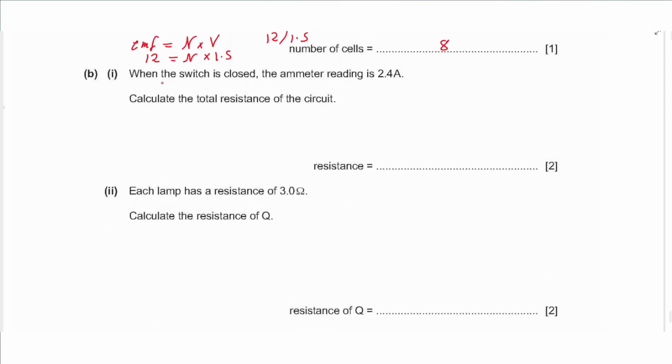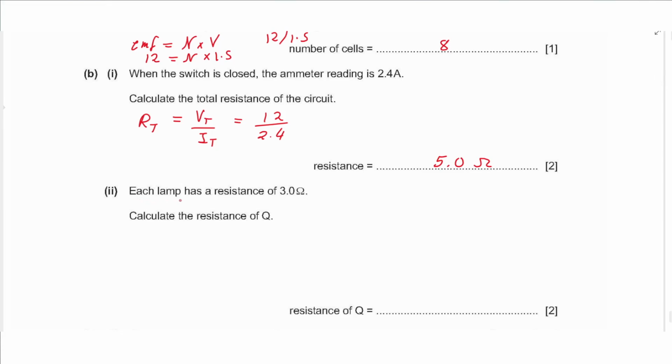Question B, I says when the switch is closed, the ammeter reading is 2.4 amperes. Calculate the total resistance of the circuit. So for the total resistance, we get the total voltage divided by the total current, which is 12 divided by 2.4. That gives an answer of 5 ohms or 5.0 ohms using the same number of significant figures.